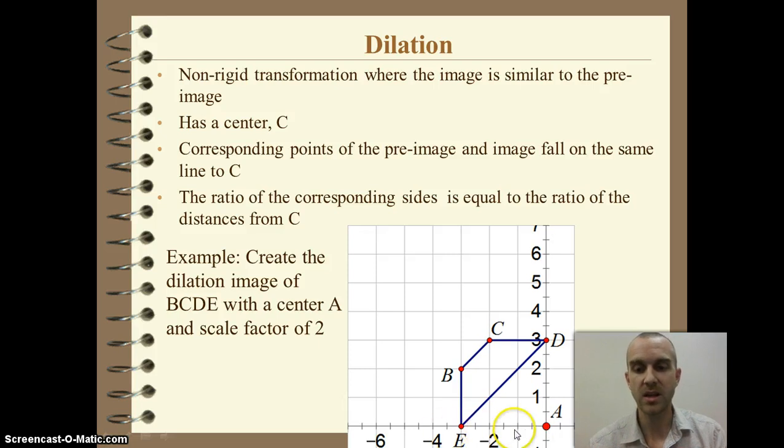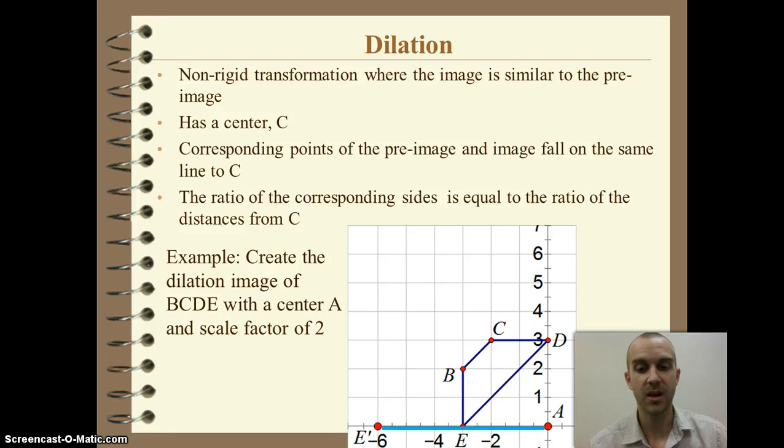I can see that point E is 3 units from A. That means if I'm doing a scale factor of 2, E prime would have to be twice as far away, so it'd have to be 6 units from point A. And you can see E and E prime fall in the same line. Same thing with D. It's 3 units, so that means that D prime has to be 6 units. And again, they fall in the same line connected to A.